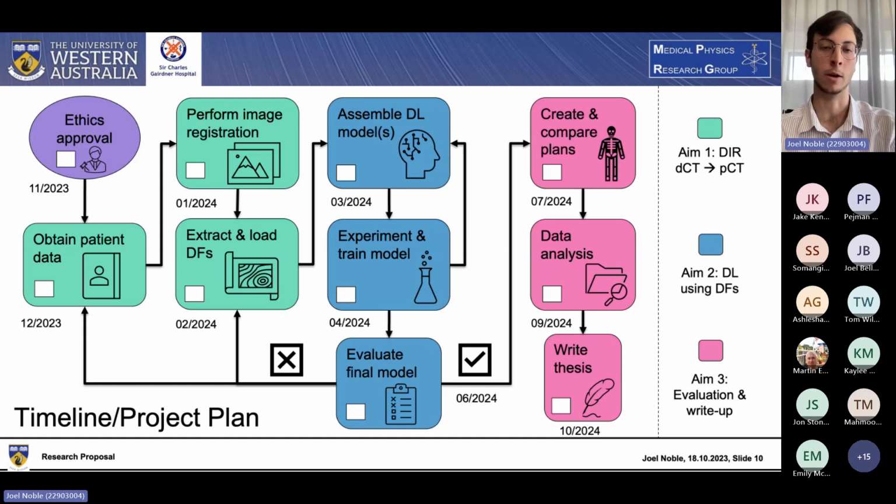This is why on the project plan here, you can see that I've allocated a bit more time around experimenting and training the model. I think that would be one of the most time-consuming parts. Yeah, definitely. And one of the most important too.